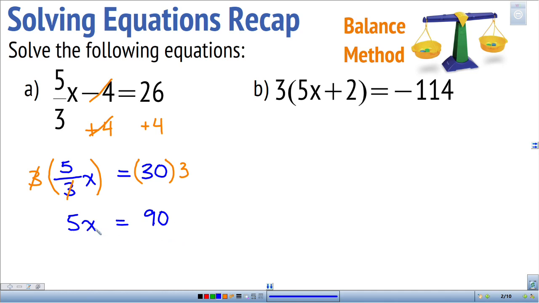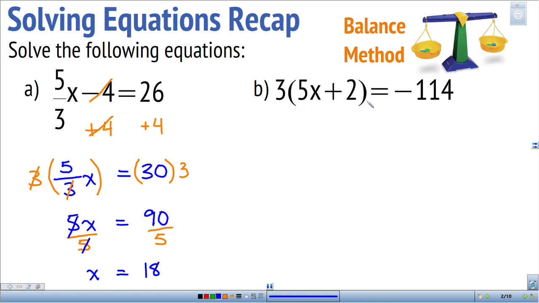Now, 5 is multiplying with x here, so I'm going to undo that. That's the last thing we're going to undo. The opposite of multiplying is dividing. So we're going to divide both sides by 5. So these will divide away. So x is equal to 18.